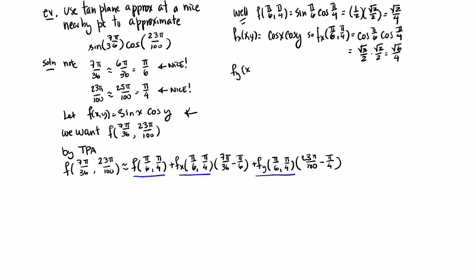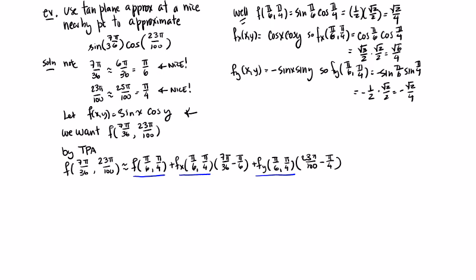Then f sub y, that will be the derivative with respect to y, so the derivative of cosine is negative sine, so I get negative sine x sine y. So f sub y of pi over 6, pi over 4 is negative sine pi over 6 sine pi over 4, which is negative. Sine of pi over 6 is 1/2 again. Sine of pi over 4 is again root 2 over 2. This is negative root 2 over 4.